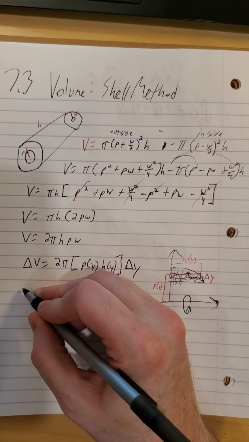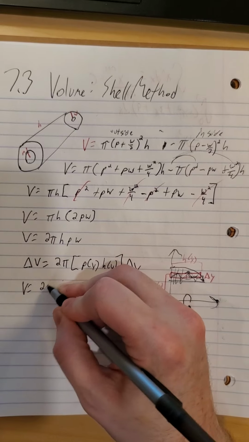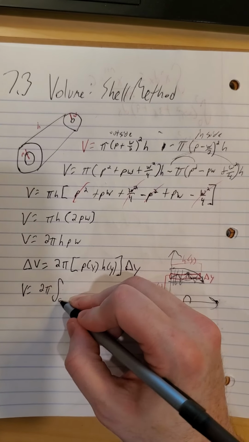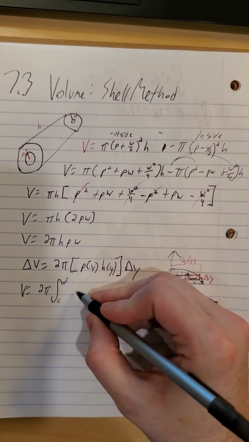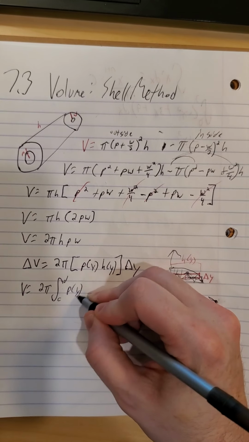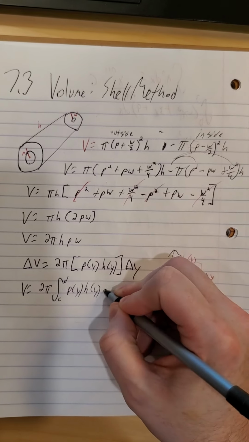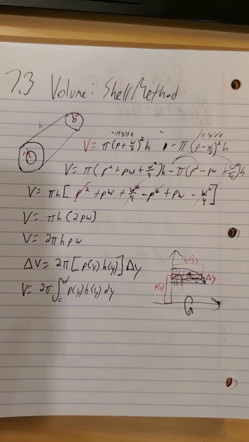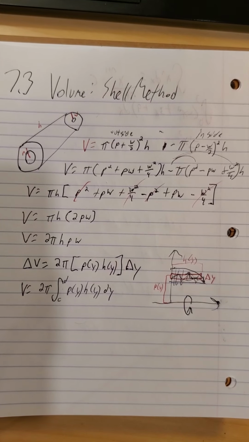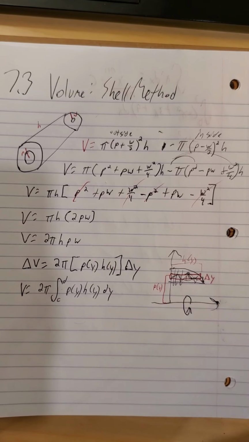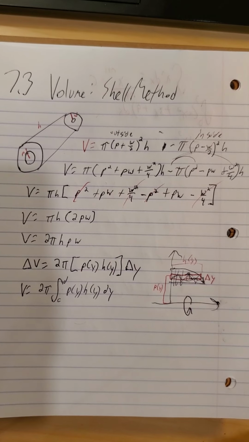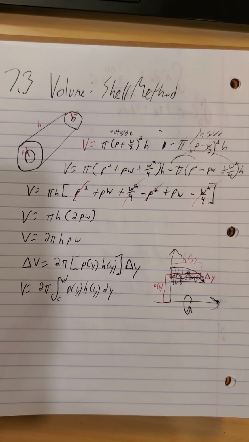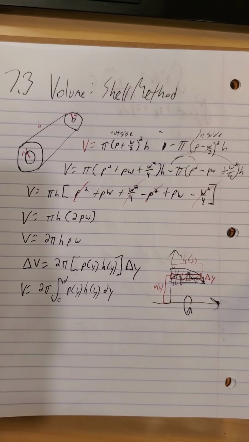So if that's delta v, then v must be 2 pi integral from, we'll just call it from c to d, of p of y, h of y, times delta y, which turns into dy. So we get the same volumes out of the washer method and shell method.